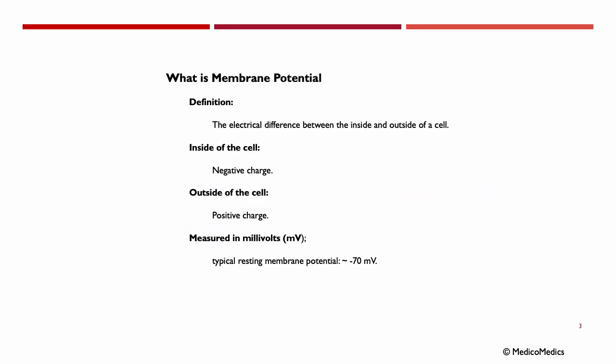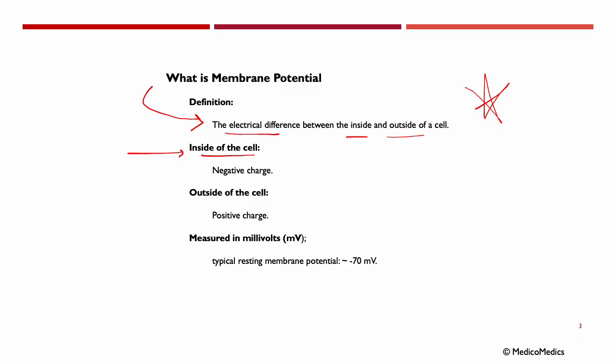Now, membrane potential refers to the electrical voltage difference across a cell's plasma membrane, and it arises due to uneven distribution of ions between the intracellular and the extracellular environment. So what is a membrane potential? We can define it as the electrical difference between inside and outside of a cell. Now, this potential plays a critical role in cellular functions, mainly in excitable cells like muscle fibers and neurons.